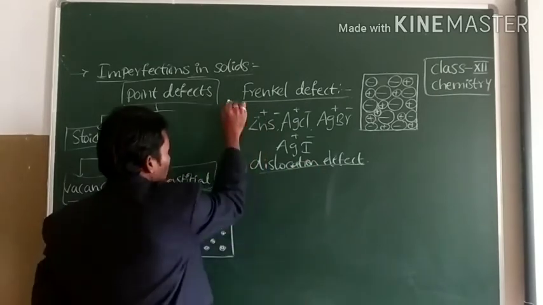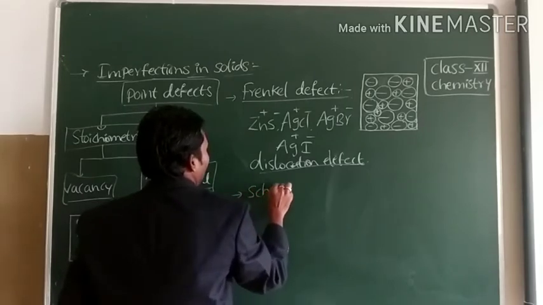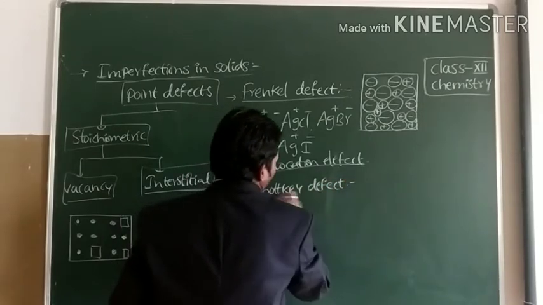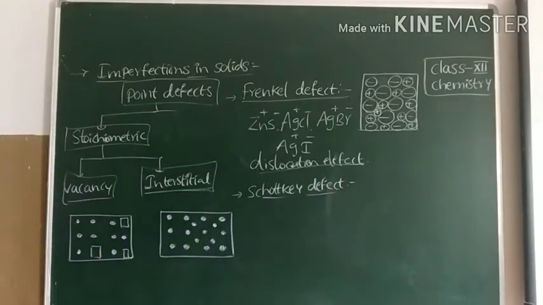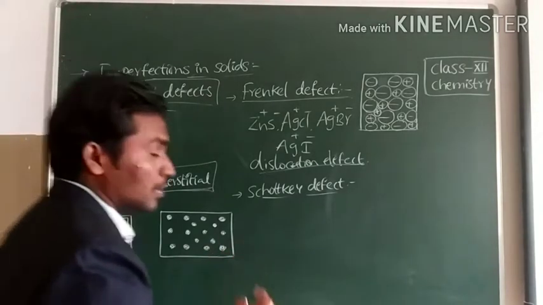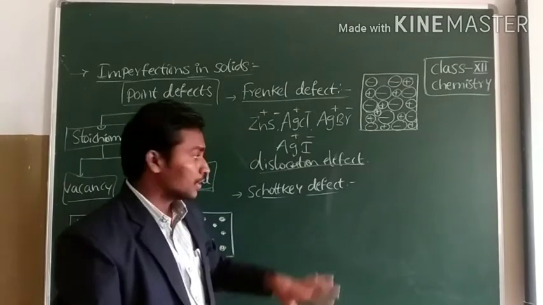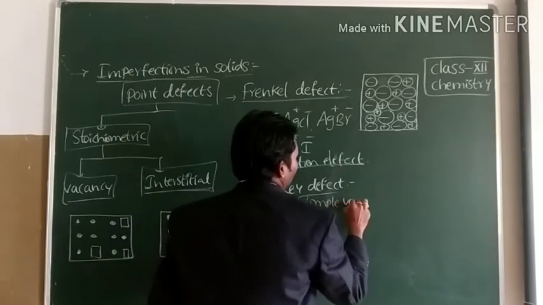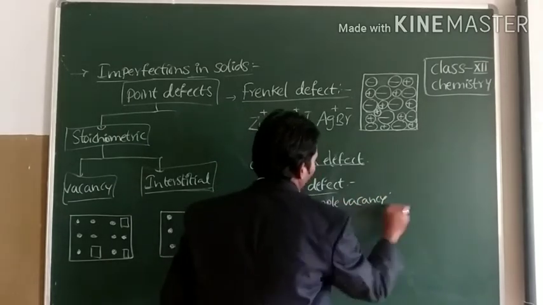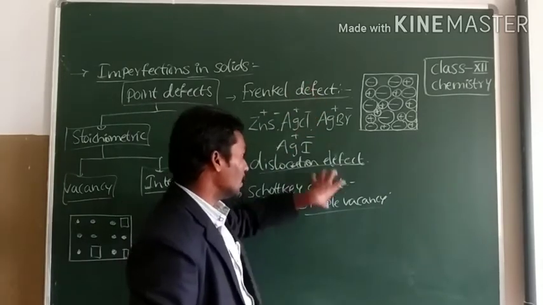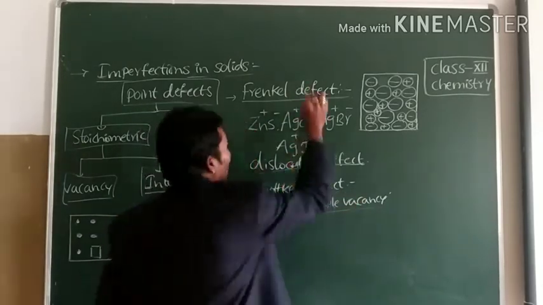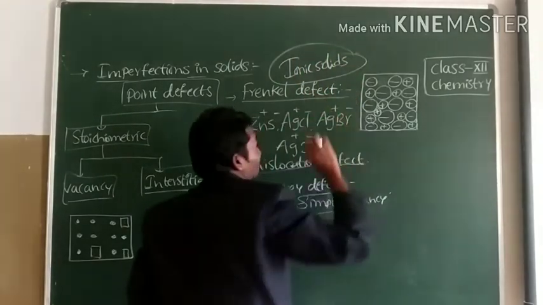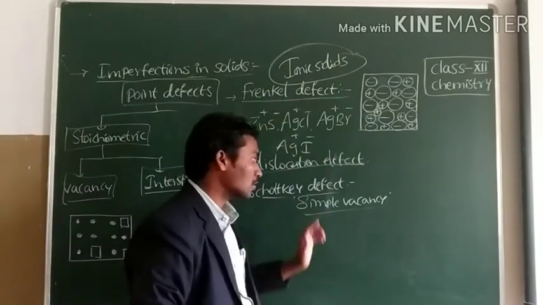Next, Schottky defect. This Schottky defect is also called simple vacancy defect. Remember, children, both Frenkel defect and Schottky defect are shown by ionic solids. Ionic solids possess both Frenkel defect and Schottky defect.